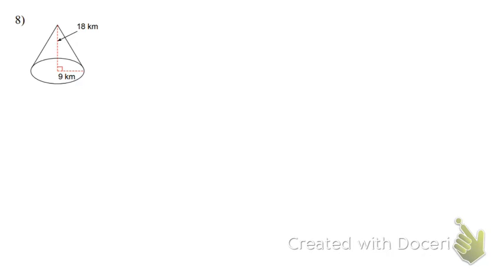Okay, number 8. It still comes to a point right there. So we're still going to use the 1/3 formula. And I'm going to always write that down first so I don't forget it. Volume equals 1/3 area of the base times the height. Okay, so area of the base, this is a cone. So the base is a circle.